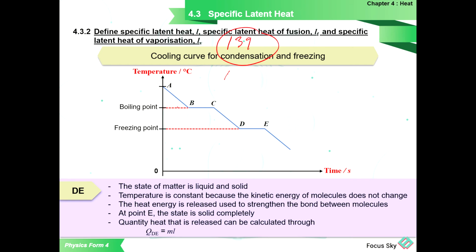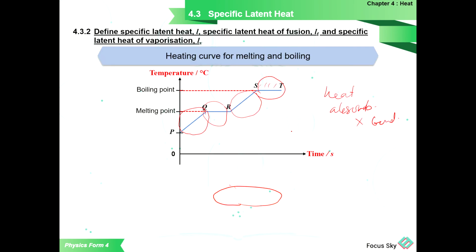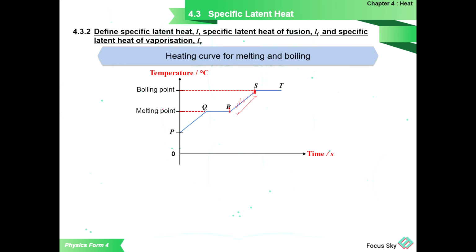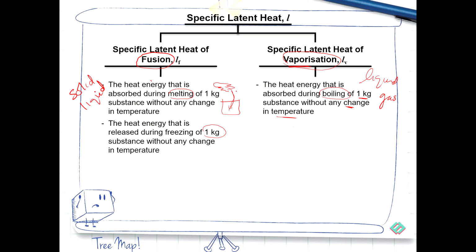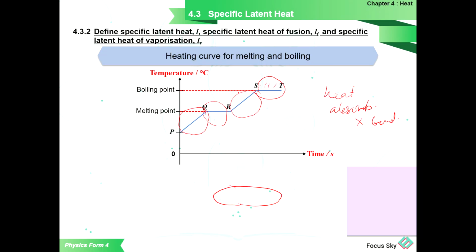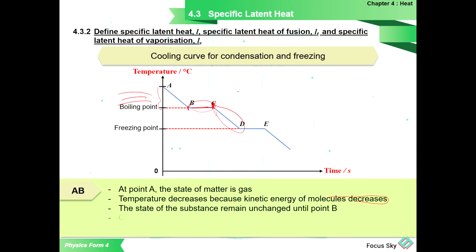Okay, so the question might ask you kat sini, dia keadaan apa? Solid, gas, or liquid, or plus solid and liquid. Kat sini, bahagian apa? Okay, the same goes to this graph. Question can ask you, okay, QR ni, liquid ke, solid ke, atau liquid and solid? Kat mana melting point? Kat mana boiling point? Okay, so all those part, make sure you study the graph.